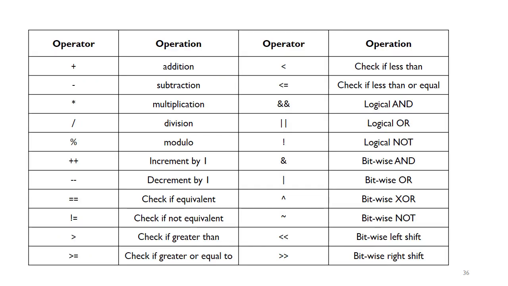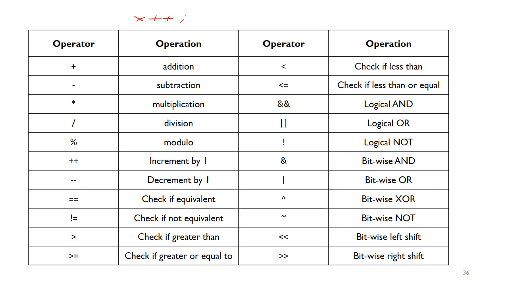This table shows all the different operators you've got. We've got the normal arithmetic operators we're used to. The modulo finds a remainder. These increment by 1 and decrement by 1. For example, very commonly, you'll see x plus plus.